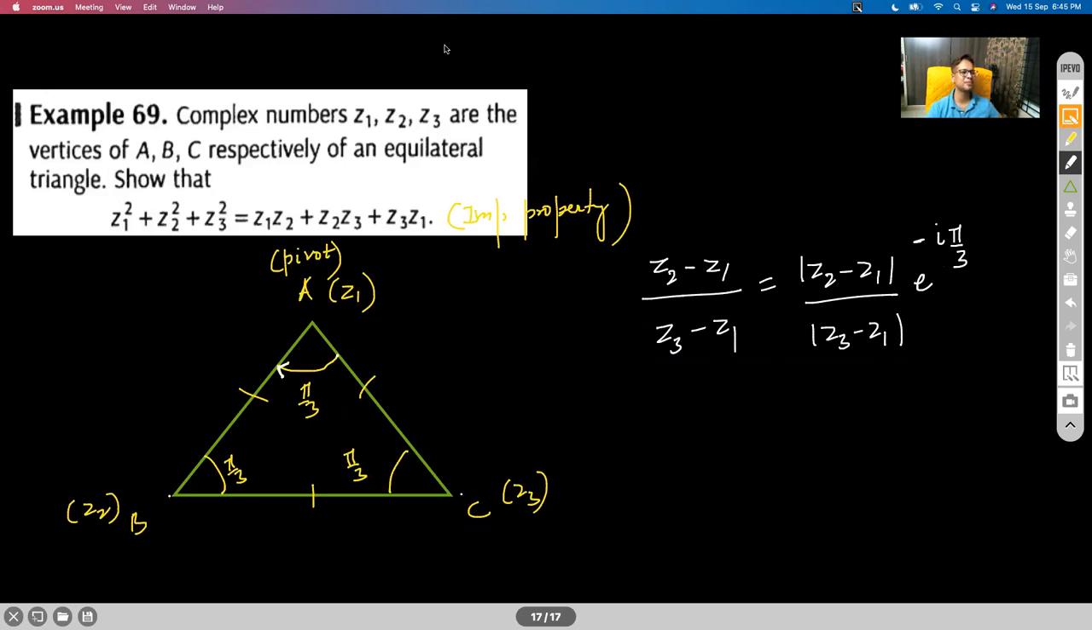Okay, now let me name some other person. Nidhi Vijay. Nidhi, you are there. Z1 is already chosen and we have already written an expression. Now choose any other vertex as the pivot point. So Nidhi chooses B, that is Z2, as the pivot point. Okay, Nidhi, do one more favor. This angle pi by 3, I hope you can see my cursor rotating on the diagram. Give some direction to that.